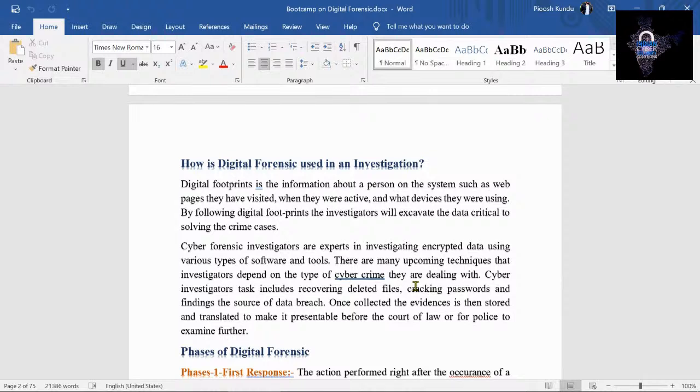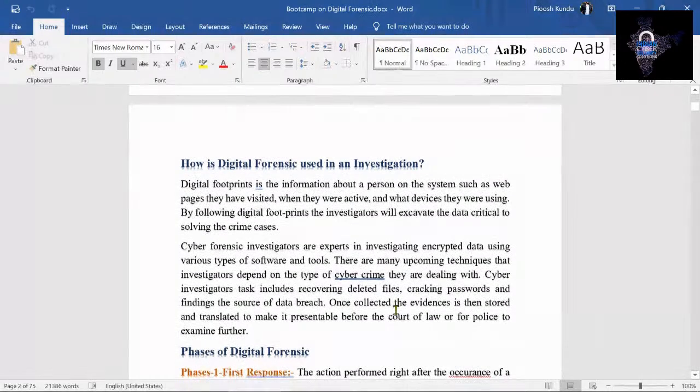Now, cybercrime investigators are experts in investigating encrypted data using various types of software tools, and there are upcoming techniques that investigators use depending on the type of cybercrime they are dealing with. The cyber investigator's tasks include recovering deleted data, cracking passwords, finding the sources of a data breach. Once the evidence is collected, it is restored and translated to make it presentable before the court of law, for police and to examine further.